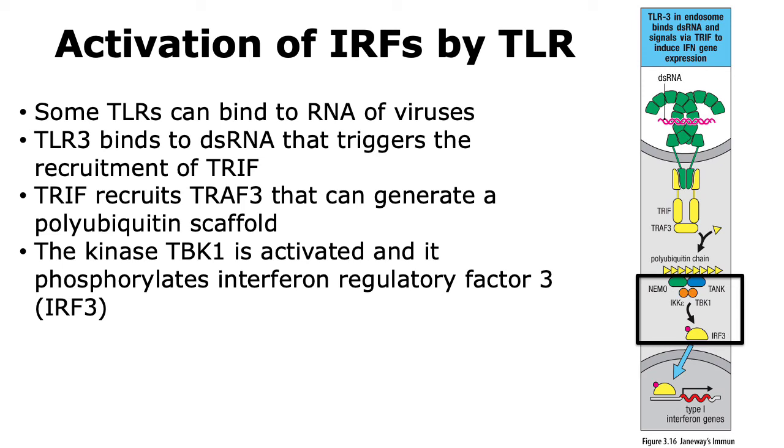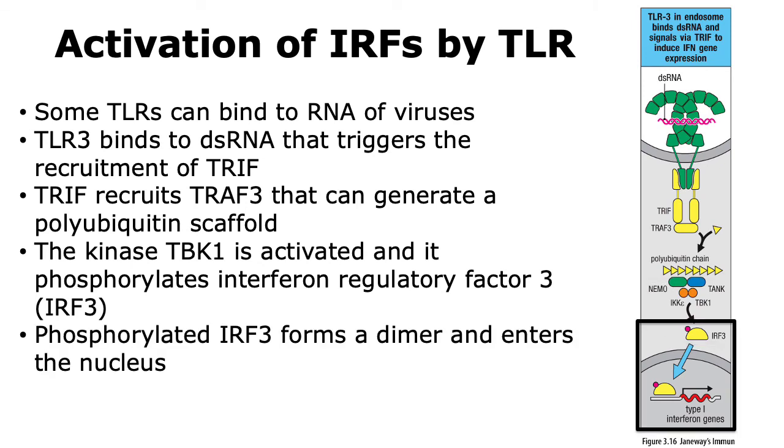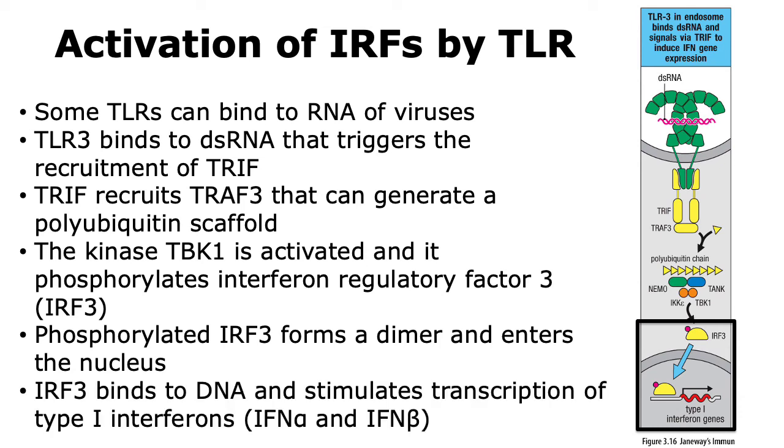IRF3 gets dimerized once it is phosphorylated and is able to enter the nucleus. Once it's in the nucleus, the phosphorylated IRF3 is able to bind to the promoter regions of DNA that code for type 1 interferons, which include interferon alpha and interferon beta. These type 1 interferons help in protecting host cells from viruses and hence play important roles in an antiviral response.